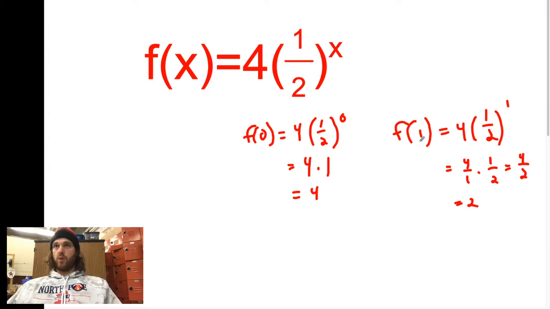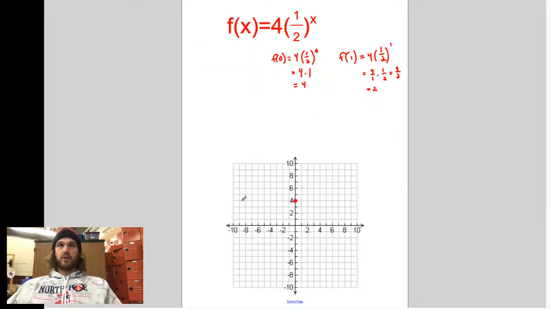So we get the point (1, 2). So I'll go over to (1, 2). Look at that. All right, and then we can do it again.